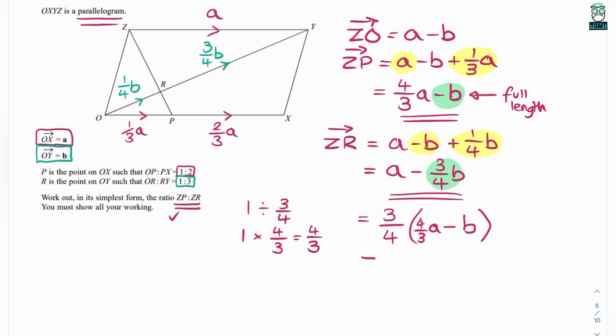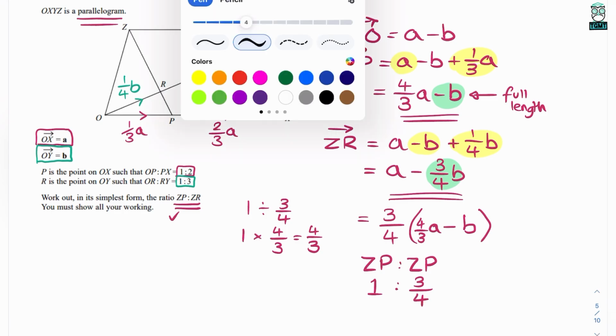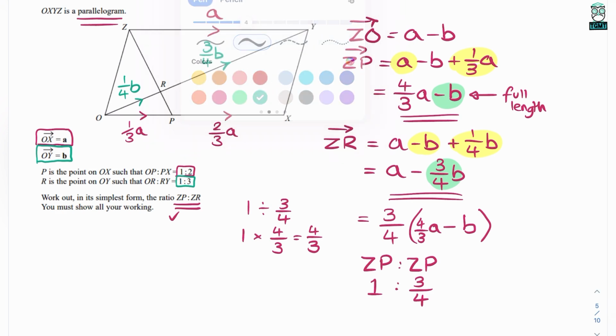if we think about writing that down, Z to P and Z to R, Z to P was the full length of the line, and that was one lot of the vector, although we didn't need to factorise one out, it was just one lot of 4/3 a minus b. And Z to R was 3/4 of that vector, so that's 1 to 3/4. Now when we're writing a ratio, we don't leave fractions unless we're specifically being asked to leave a fraction there. So when we write this ratio, we want to make sure that we get whole numbers.